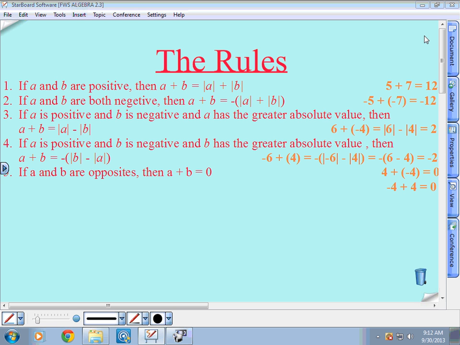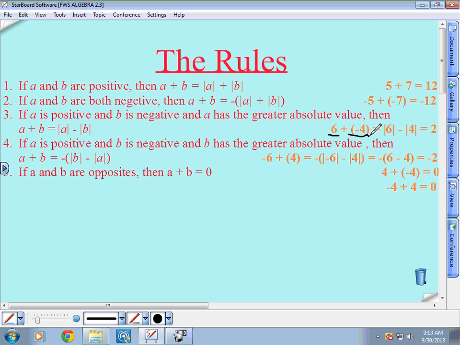So, if I'm adding two numbers together, if the first number, the A, is positive, and the second number, B, is negative, in other words, A has the greater absolute value, A is the positive number. That's all it means, the greater absolute value, okay? Then A plus B is just the larger number minus the smaller number, okay? So, if you're adding 6 and negative 4, you have the absolute value of 6, which is 6, minus the absolute value of negative 4, which is 4, and the answer is 2.